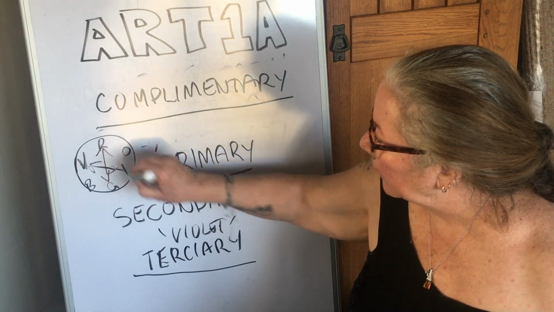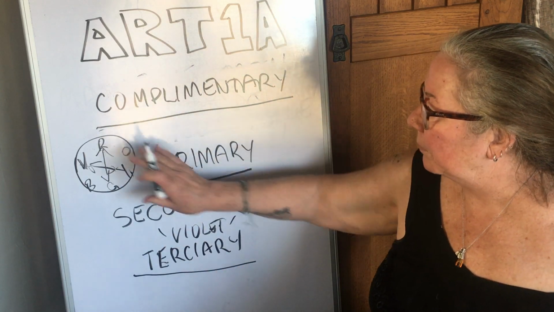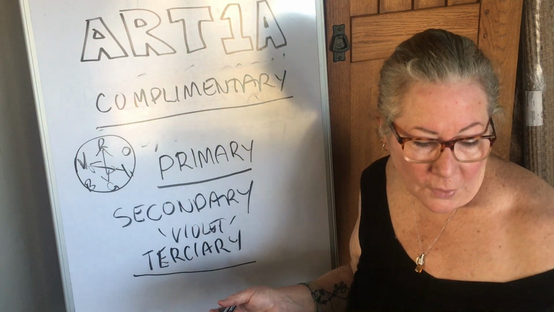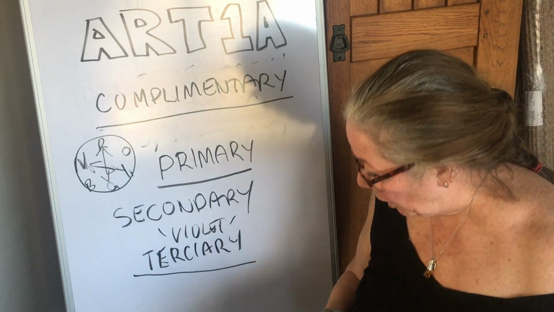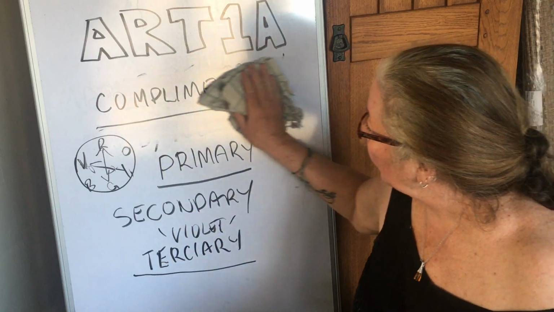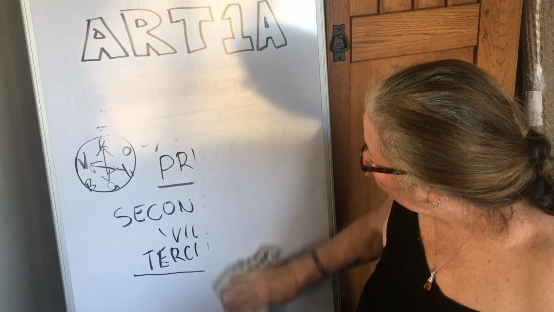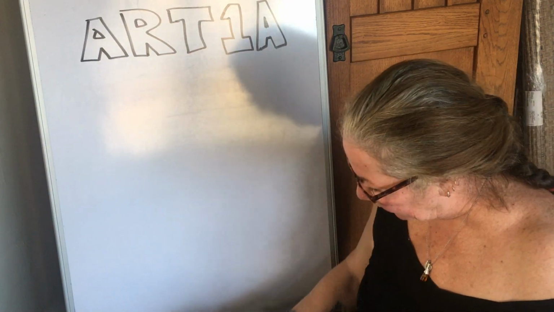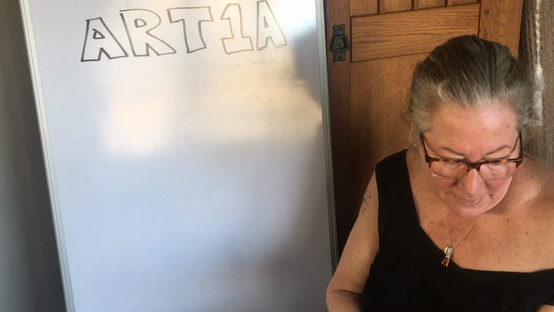Red would be green, right? So those would be complementary colors. They're complementing each other. All it means is they're opposite on the color wheel, okay? So hopefully that explains that for you pretty clearly. We'll look at some examples at some point.